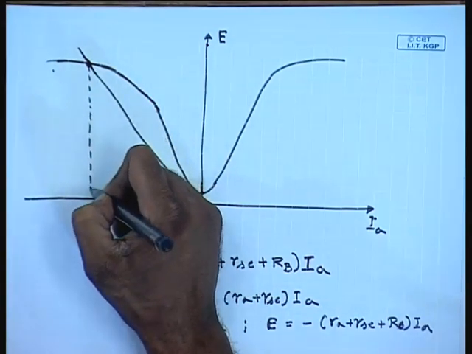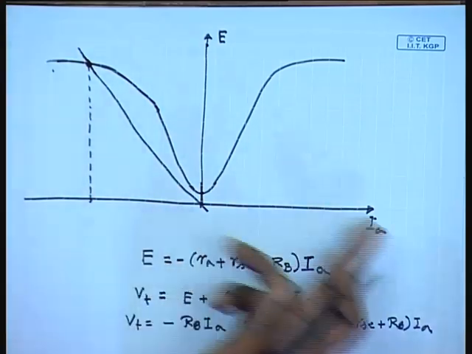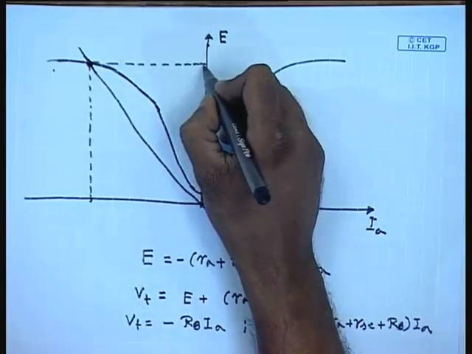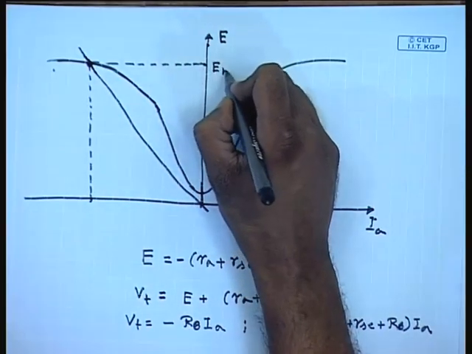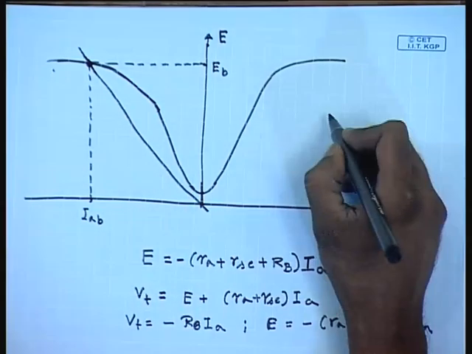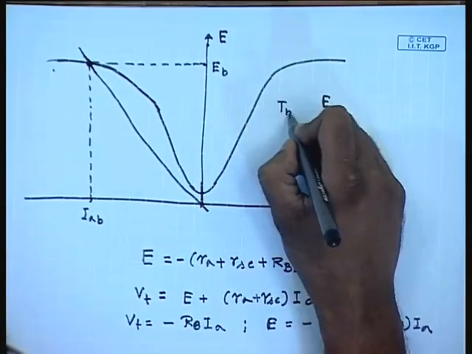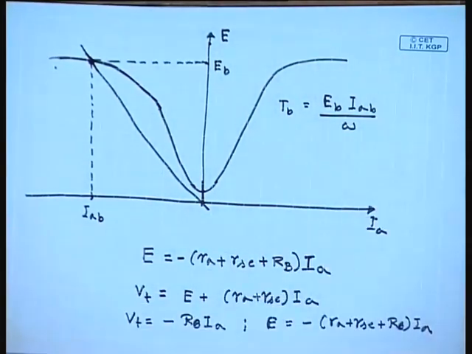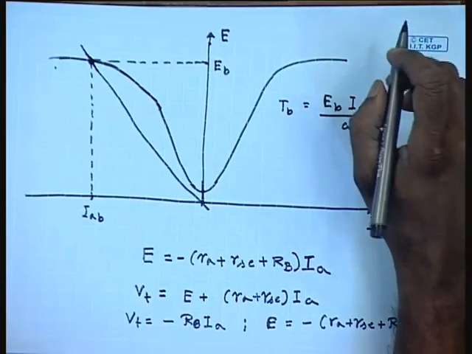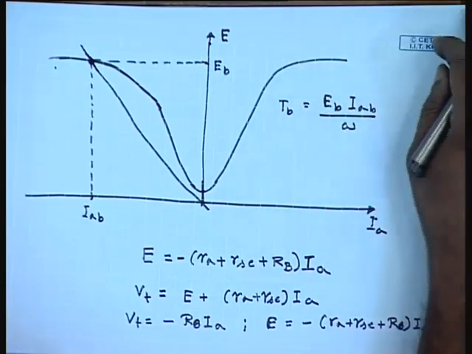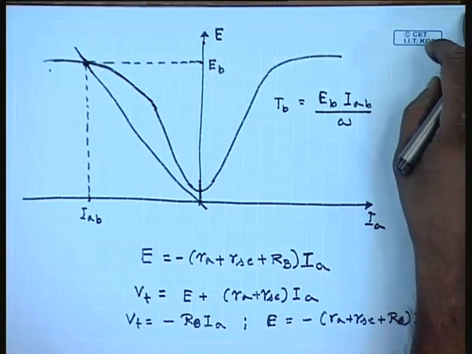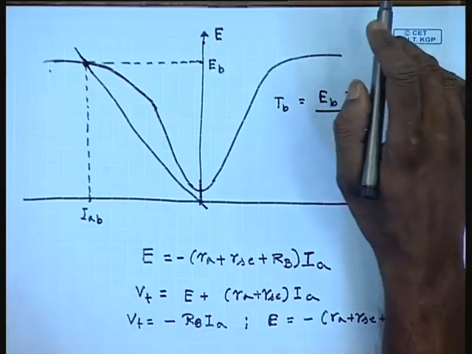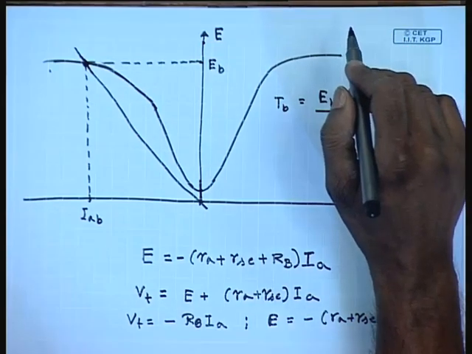This will be the value of IA, which shows that IA is negative, that means the current reverses, and this will be the induced voltage. The braking torque will be EB into IAB by omega. It should be noted that during braking, the series motor operates as a self excited series generator. Hence, it will have its self excitation, critical resistance and critical speed.